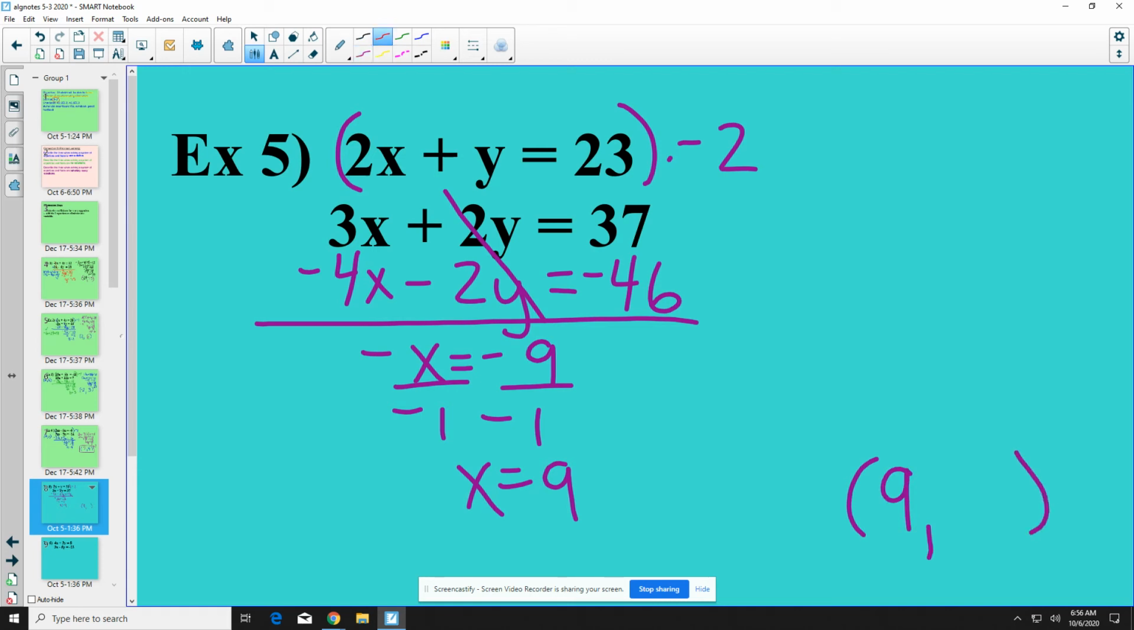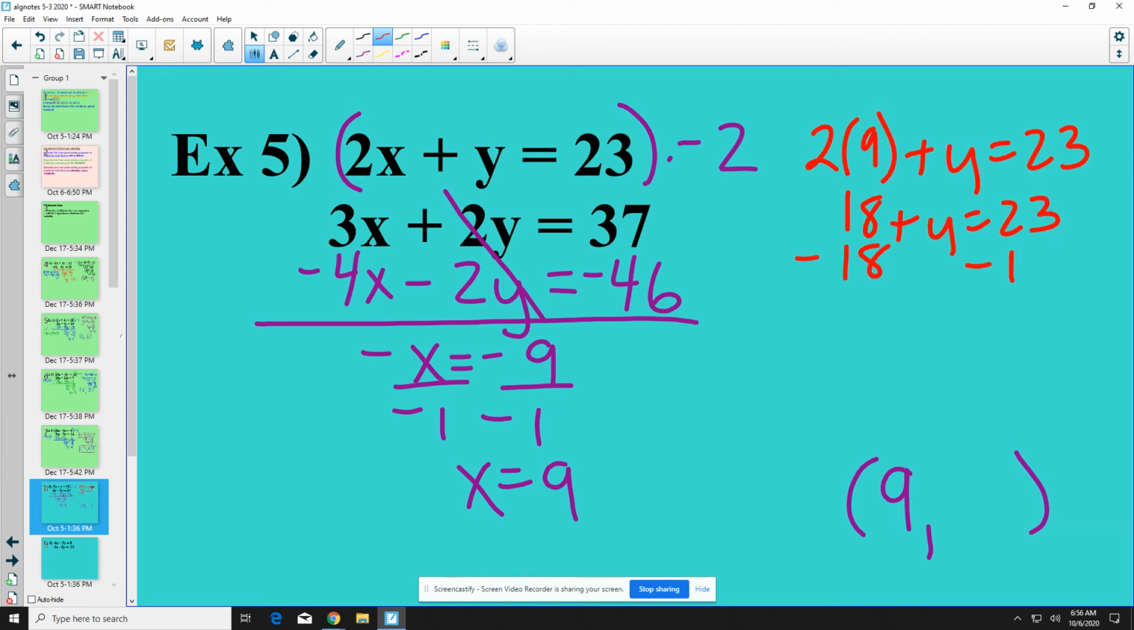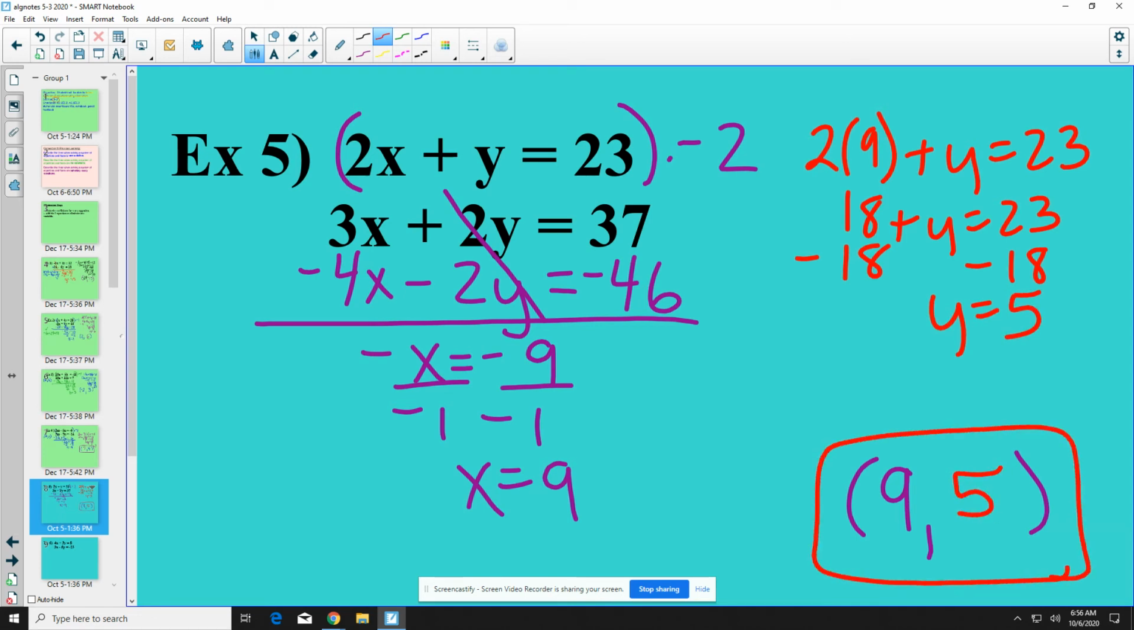Well, now what I'm going to do is take the 9 and plug it in for x in one of the equations. So maybe I'll use the top one. 2 times 9 plus y equals 23. That would be 18 plus y equals 23. Subtract 18 from both sides, I'll get y equals 5. So my solution would be 9, 5.